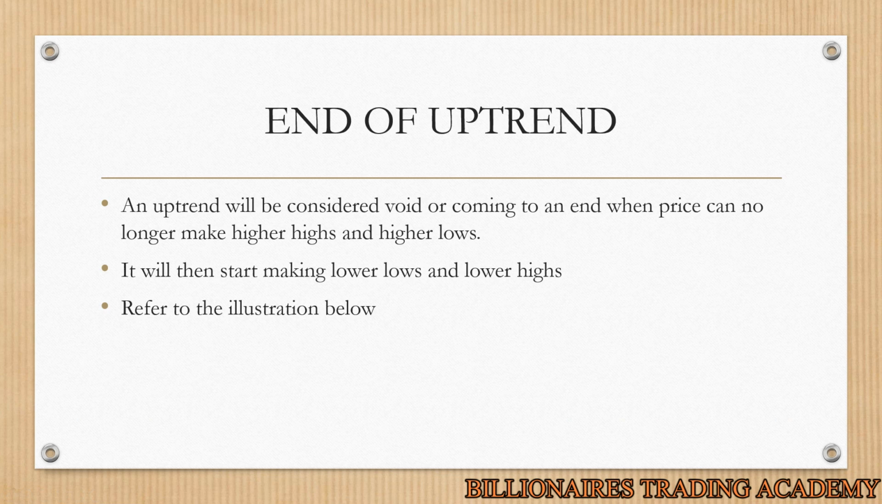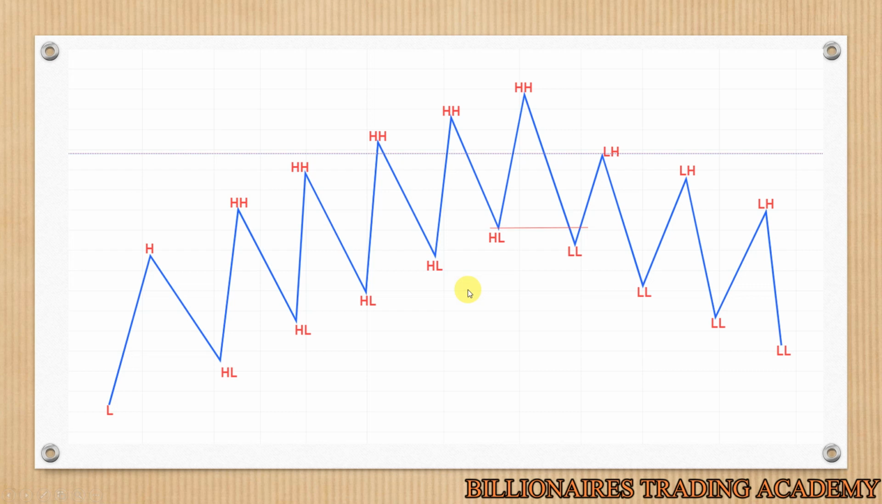So you know an uptrend is coming to an end when price no longer makes higher highs and higher lows. It will then start making lower highs and lower lows. Let's refer to the picture. Here it is an uptrend, but we see when it makes this last higher high, it comes back and goes beyond the previous low, creating a lower low, because it's lower than this previous low.